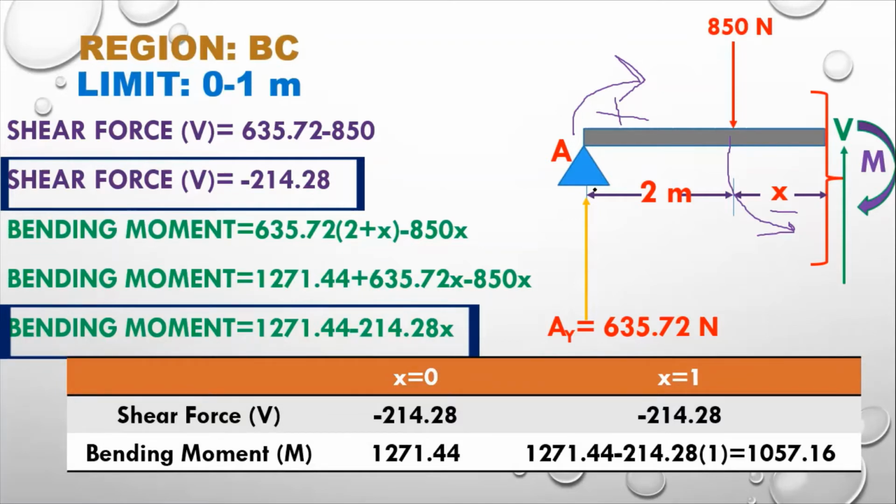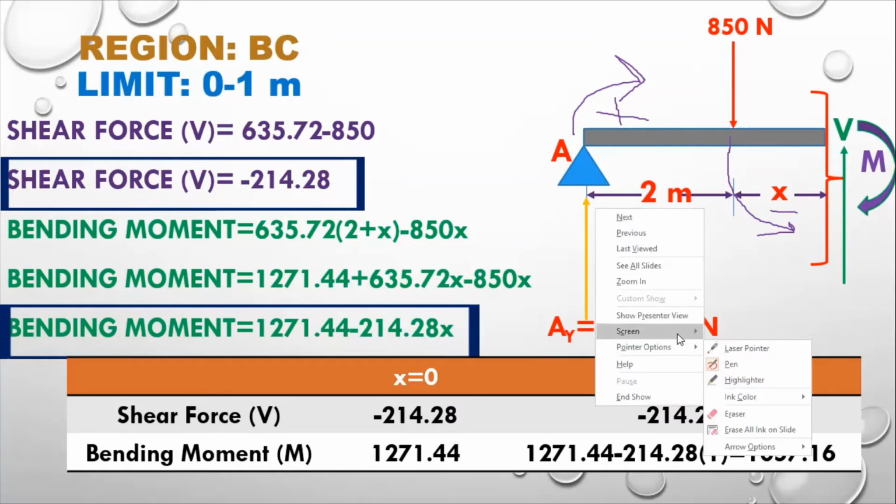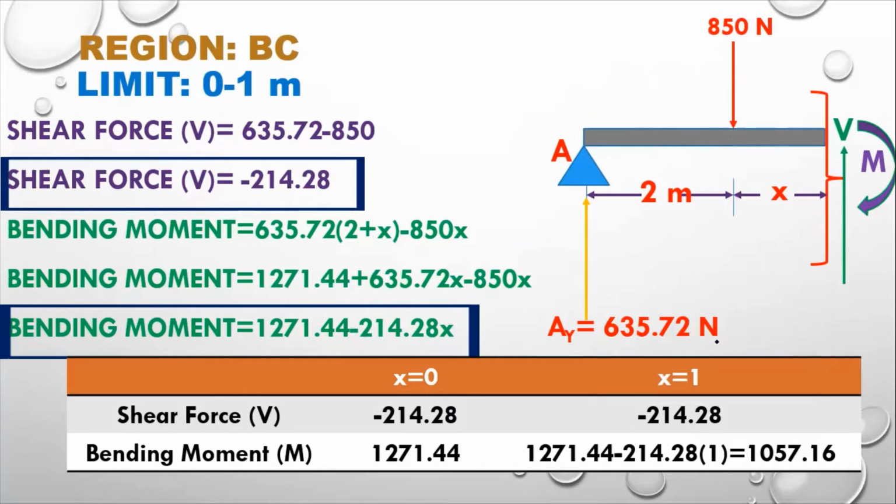So this is the way to calculate shear force and bending moment values when we cut the regions. So let me erase all the ink that I have put over here. I'm moving towards the third region, the third section.